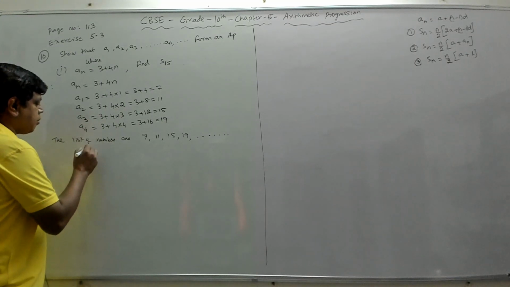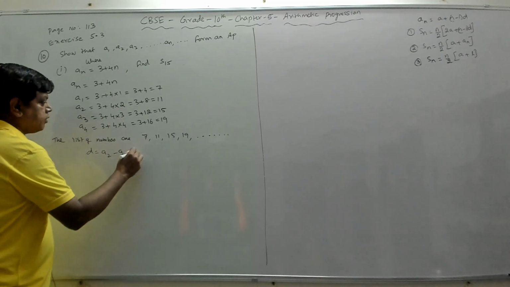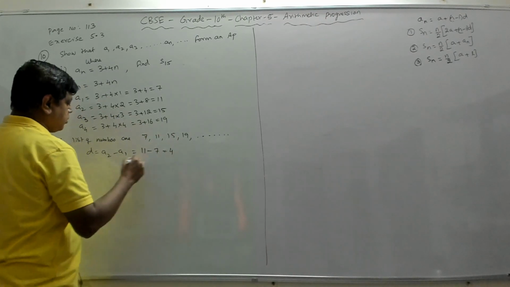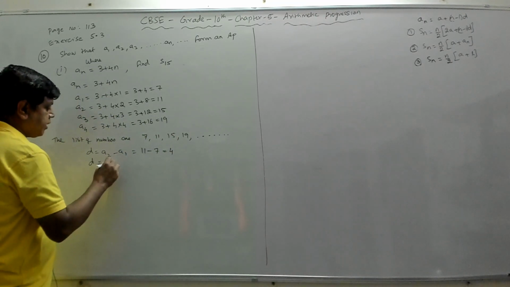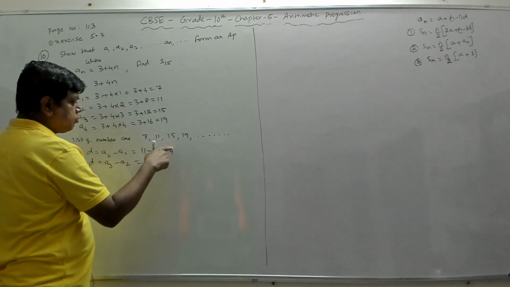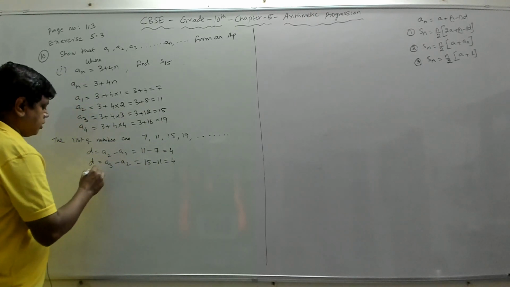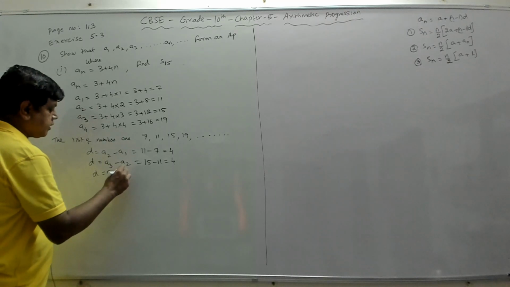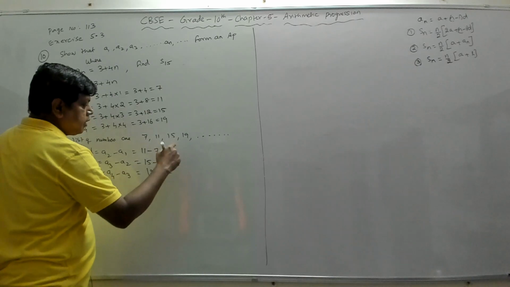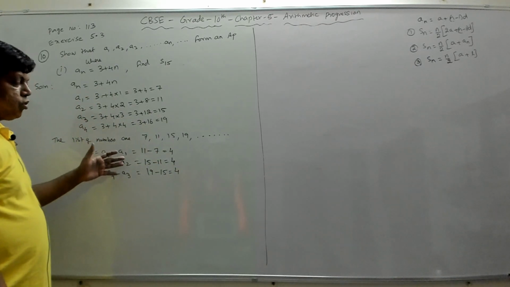So for that we'll find the common difference. So D is what? A2 minus A1, and that is 11 minus 7, which is 4. Similarly, we find A3 minus A2, and we have to check whether that is also 4. That is 15 minus 11, which is also 4. Now D is A4 minus A3. A4 is 19, 19 minus 15, because A3 is 15, that is also 4. The common difference is the same: 4, 4, 4.